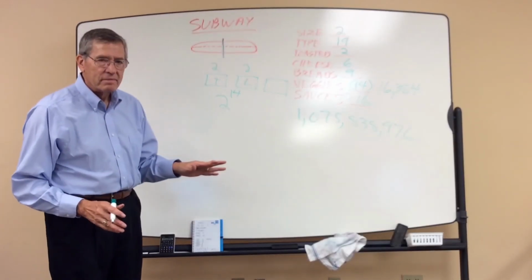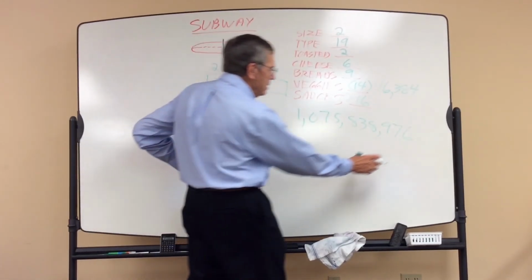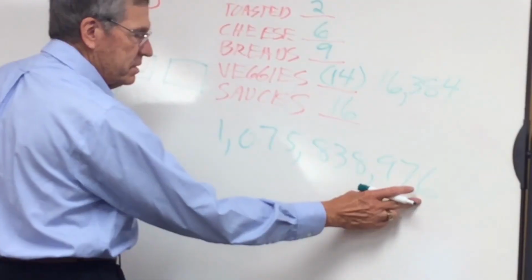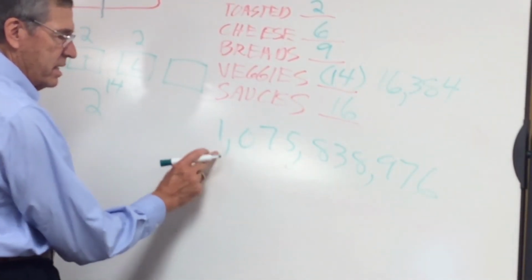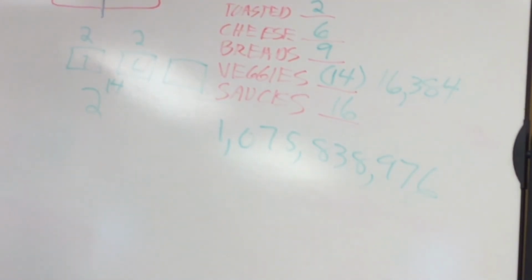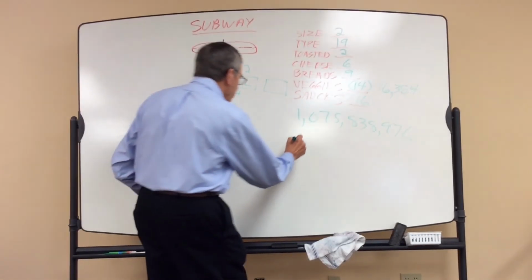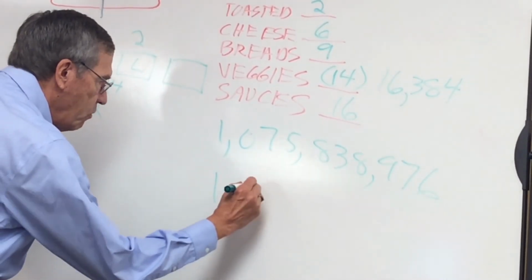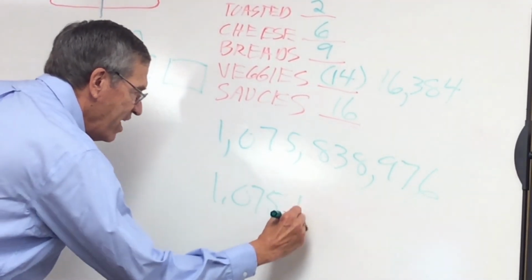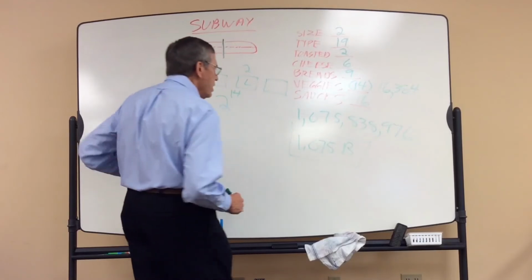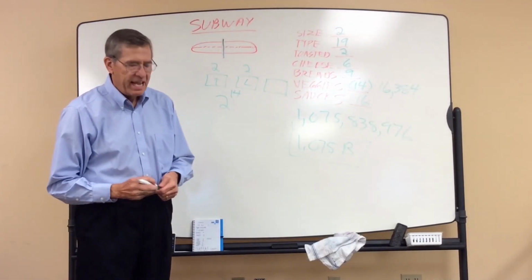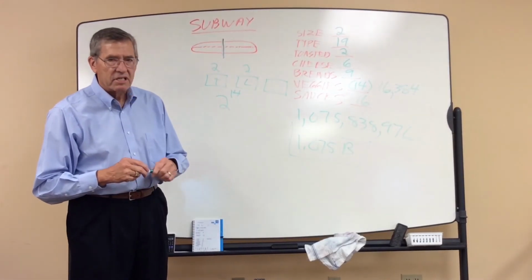Big number. Let's see how big that is. There's your thousands. There's your 100,000s. Here's your millions. Guess what? This is billion. So we're talking about 1.075 billion with a B different sandwiches that can walk out of a Subway restaurant.